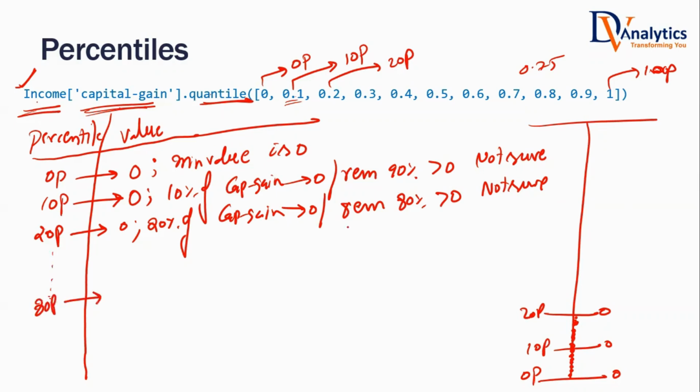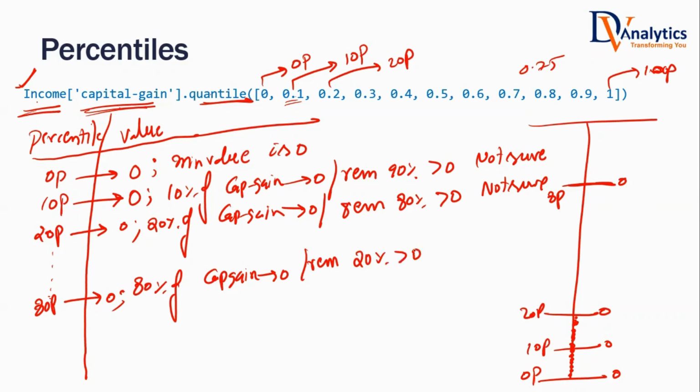What is the 80 percentile value? The 80 percentile value is also 0. Tell me, what is your first statement out of that? 80% of the capital gain is 0. How about the remaining 20%?